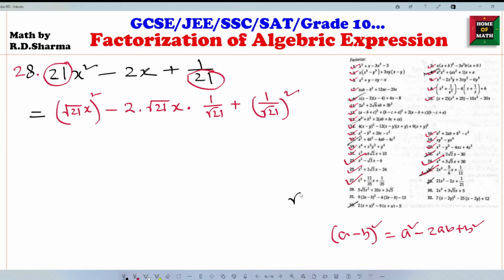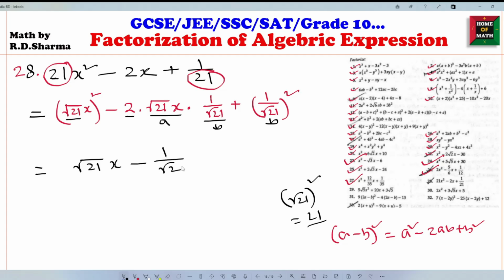Look, once we square root 21, it means 21, and √21 squared means 21, so here we did the same thing. √21 x squared means 21x². So here this one is a, this one is b, therefore we can write (√21 x − 1/√21) whole squared. Okay, and this is our answer.